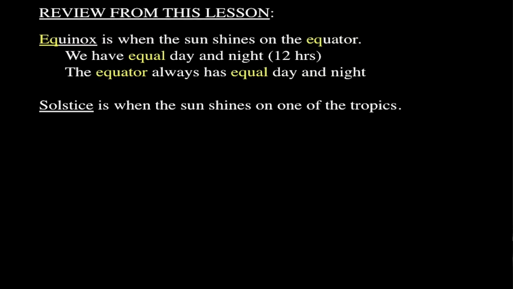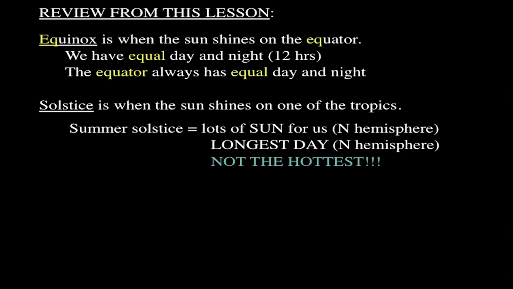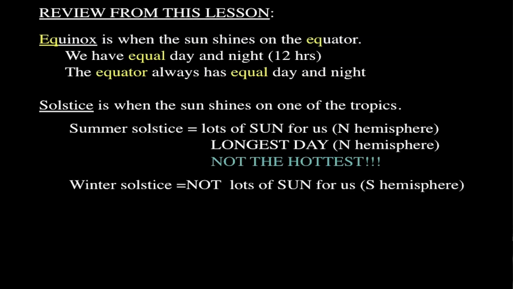Solstice is when the sun shines on one of the tropics. The summer solstice, there's lots of sun for us in the northern hemisphere. That gives us our longest day on the summer solstice. It's not the hottest, though. That lags into July. The winter solstice, there's not a lot of sun for us because it's down in the southern hemisphere, and that causes it to be cold. That's our shortest day of the year.